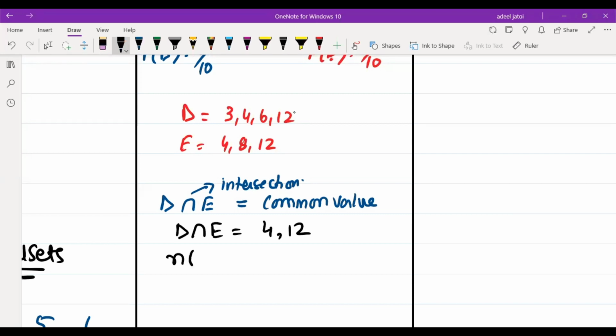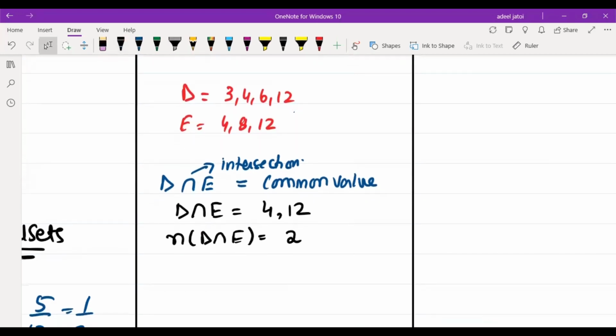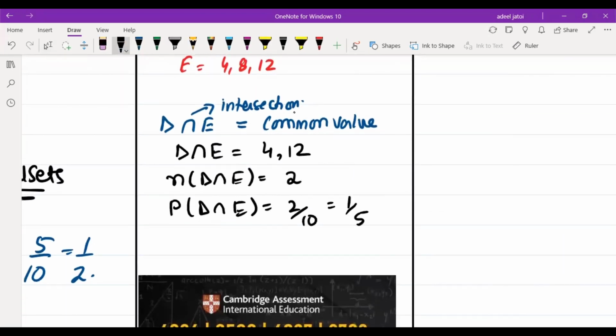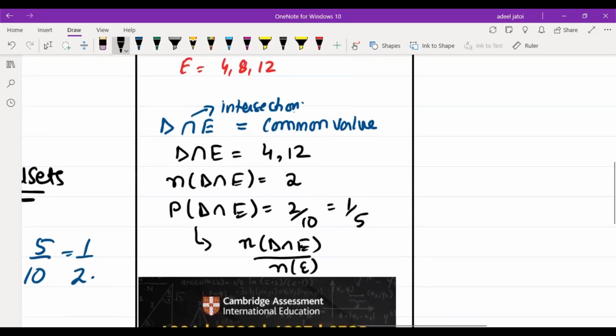If the question would have been ND intersection E, we would have written it as 2. How many numbers? 2. If we had probability of D intersection E, this would have been 2 upon 10, which is 1 upon 5. Why 10? Because the formula for this is N of D intersection E upon the total number of the universal set.